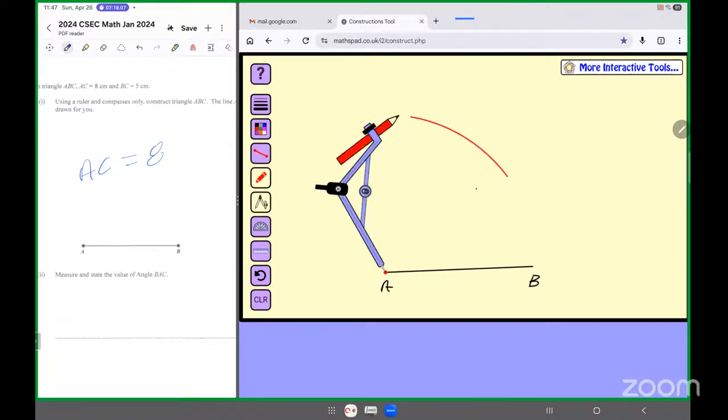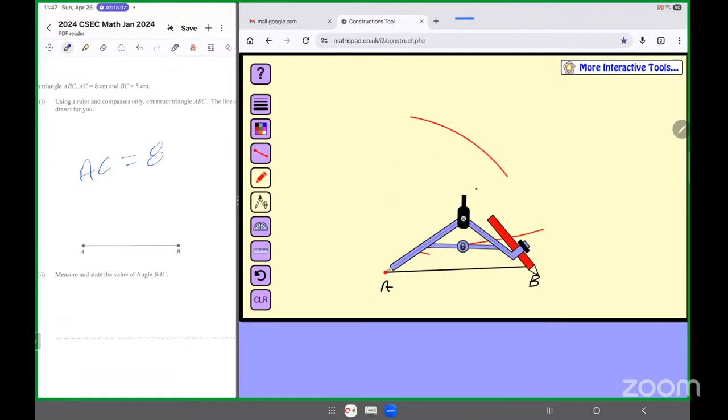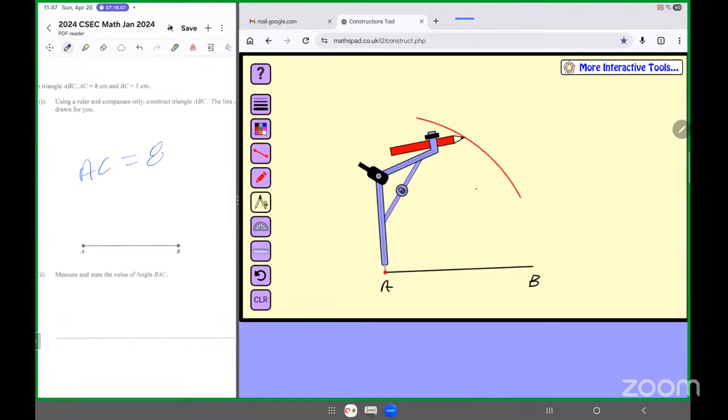Then from over this end, you need an arc. Let's make it again, 8 centimeters. So everywhere on that arc is 8 centimeters from here.